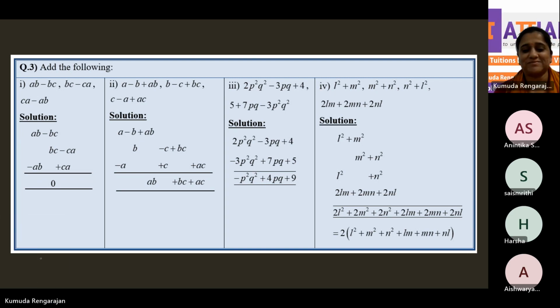And then in the result, you can see 2 is common everywhere, right? So you can also write it by taking out 2 common and writing the rest in the bracket. You should understand that. See, every term has a 2, so you can write the 2 outside. And L square, see, I've cancelled the 2. So what is remaining? L square, M square, N square, LM, MN, NL. Can you see that here?